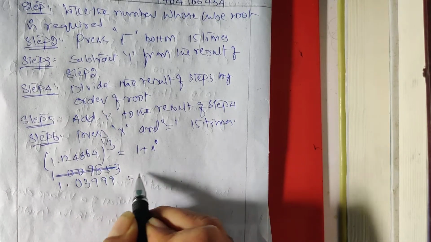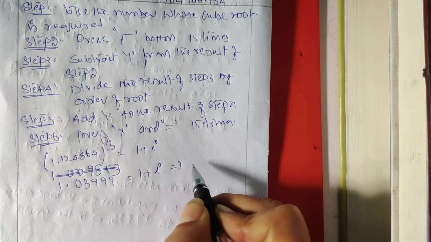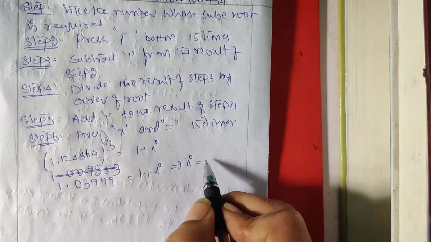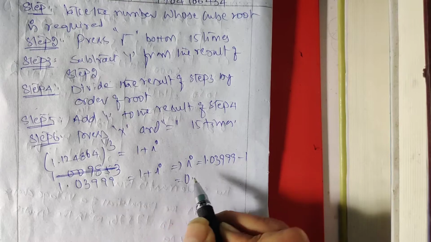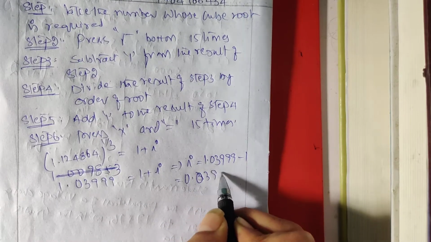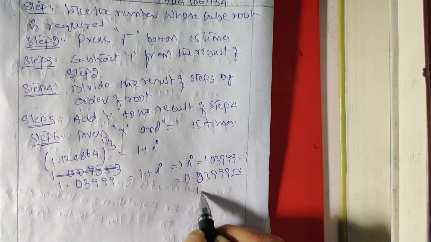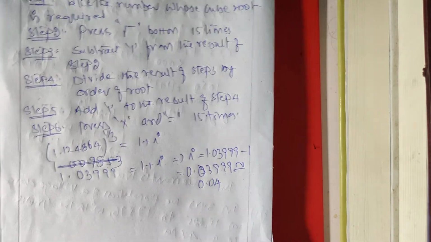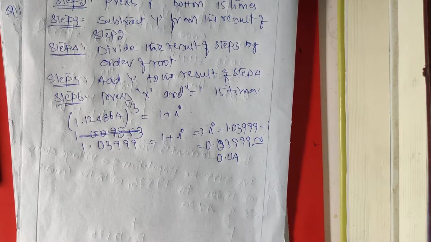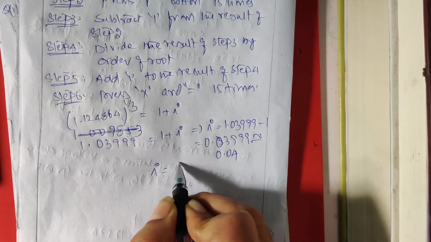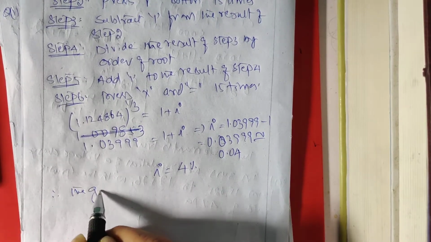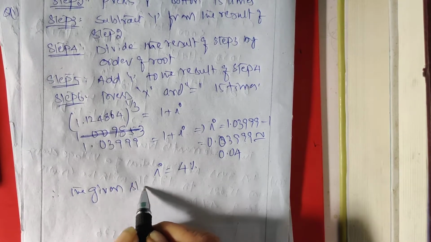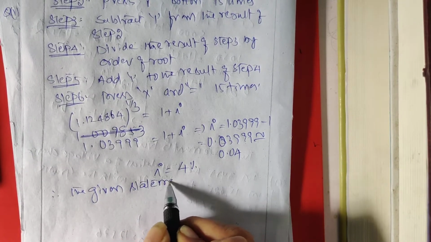1.03999 is equal to 1 plus i, which implies i is equal to 1.03999 minus 1, which is 0.03999, approximated to 0.04. So when I express it percentage wise, 4%. Therefore, the given statement is true.